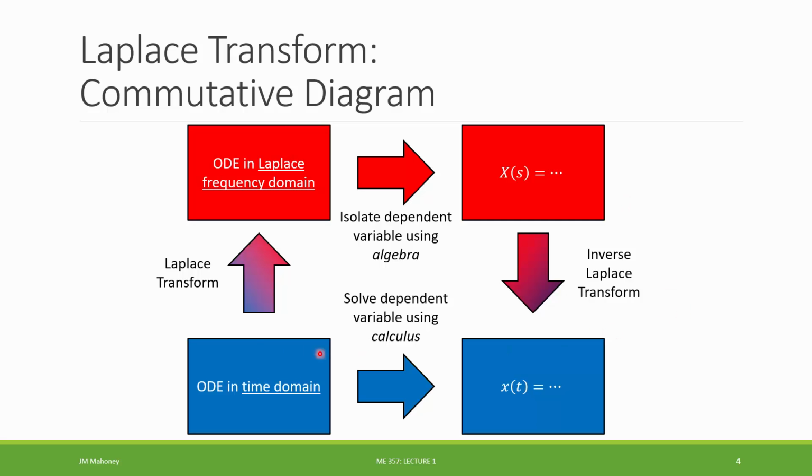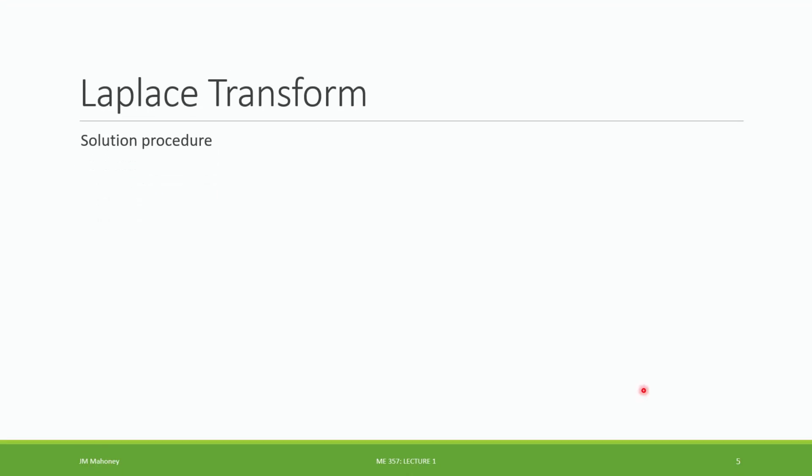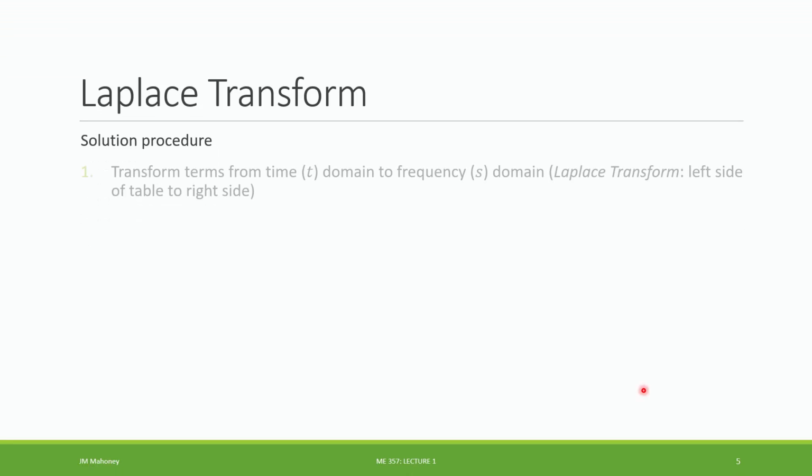But again, everything up here is really algebraic steps rather than calculus steps. So then in the end, we can get our solution back for x of t. So it's an alternate method to get our solution in the time domain. So how do we actually do these steps? Let's look at our solution procedure now in words instead of graphic.